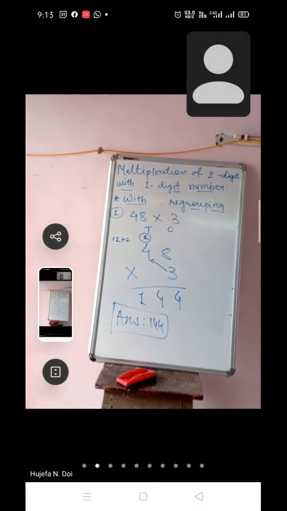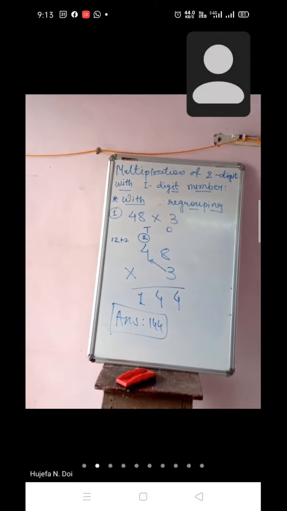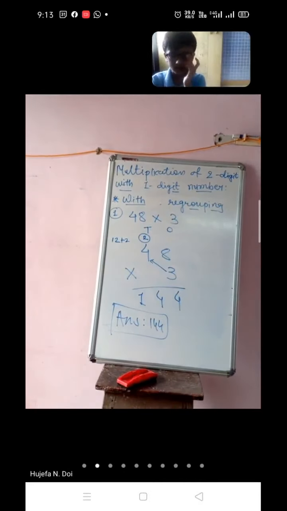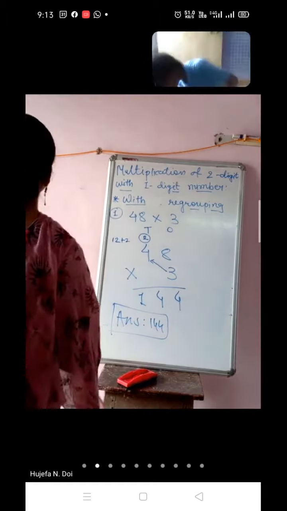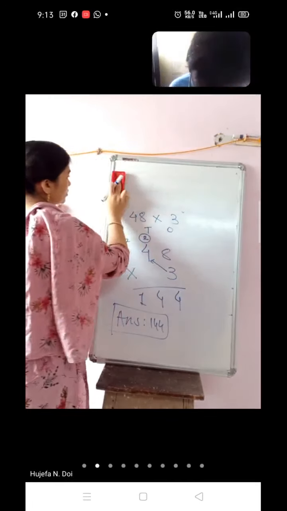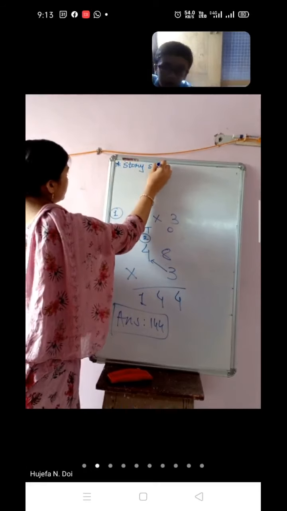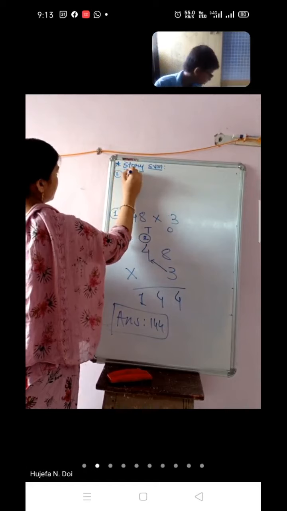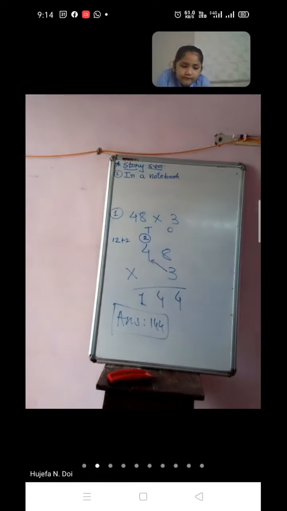If you don't write down the heading, story sum first. Write down the heading story sum for 2 digit by 1 digit. In a notebook. Haan ye likhna hai na? In a notebook.